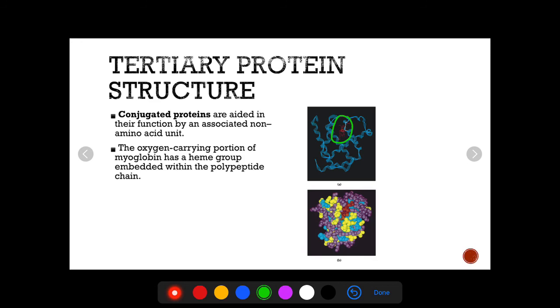And there are more examples of different types of conjugated proteins and what is embedded in those proteins. For example, glycoproteins have carbohydrates embedded in them. Lipoproteins have lipids, and nucleoproteins have RNA. And there's a couple more in table 5 in your book, but these are just examples of conjugated proteins that are aided again in their function because they have a non-amino acid unit within the protein.